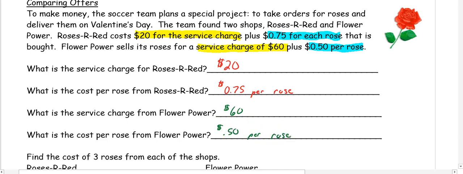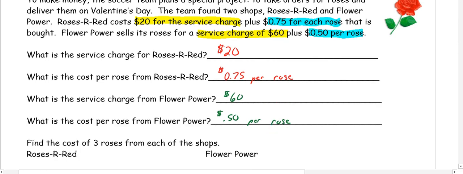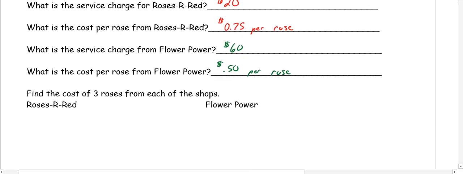So we want to look at what the cost is for three roses from each place. From Roses Are Red, we're going to have cost equals $20 for the service charge plus 75 cents times 3 roses. Remember that we want to multiply 0.75 times 3 first. So that gets us 20 plus 2.25.